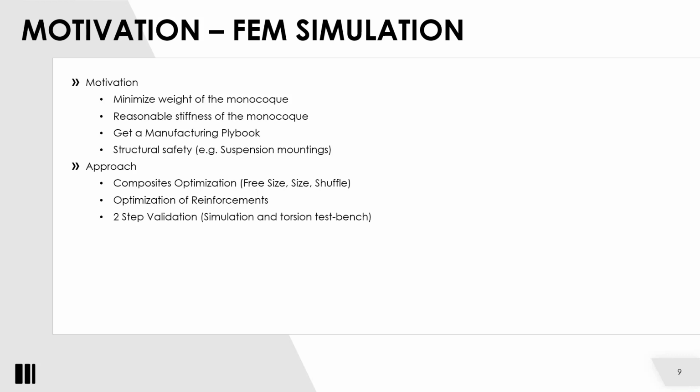How we do it is by the standard approach for composite optimization in HyperWorks. The first step is free size, then you do size, and then you shuffle. We added an extra step. We optimized reinforcement, and after that we do a two-step validation on a torsional testing bench, and we also do an ultrasound check.